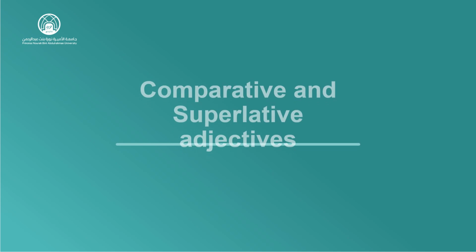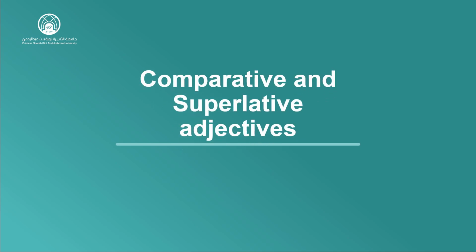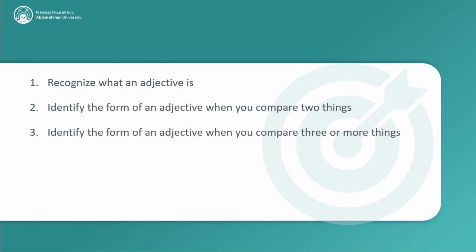Our lesson today is on comparative and superlative adjectives. By the end of the lesson, we are going to be able to recognize what an adjective is. We will be able to identify the form of an adjective when you compare two things, and identify the form of the adjective when you compare three or more things.